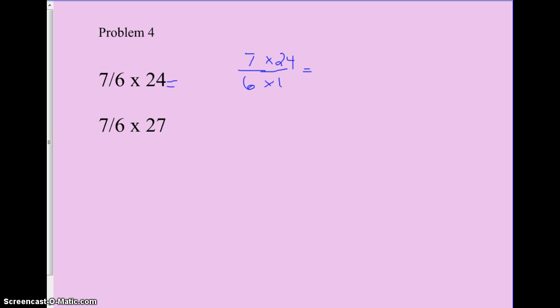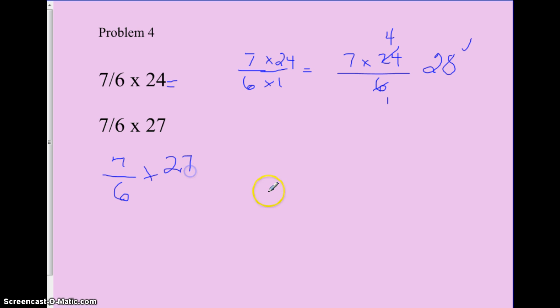That's not funny. Okay, so 7 times 24 over 6. Now look at what I could do, right? I know that this is a multiple, so I cross it out. 6 times 4 equals 24. What's 7 times 4? 28. Yay, that's my answer. Next, 7 sixths times 27.